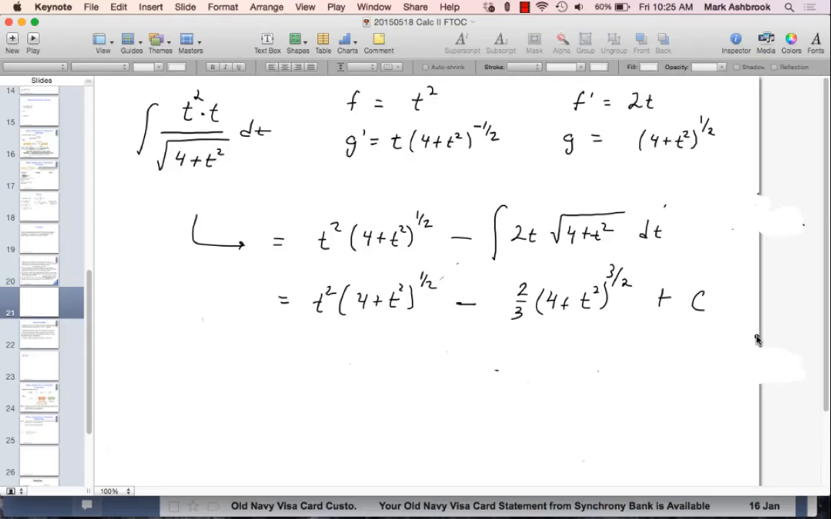Questions on this one? Am I missing something? What? Oh, up there, g? Yeah, so you take the derivative, you get 1/2 to the negative 1/2 and then times 2t, so the times 2t and the 1/2 go away. Yeah, so I think it's right.